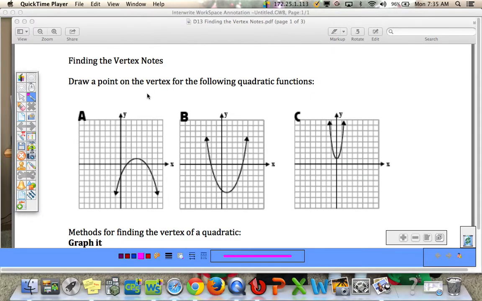Today we're going to look at another way to find the vertex of a quadratic. So as a review, try A, B, and C. Locate the vertex of each of the following quadratic functions. Well, if you remember, the vertex is where it changes direction. So if it's a downwards facing u, the vertex would be the maximum. If it's an upward facing u, the vertex would be the minimum.